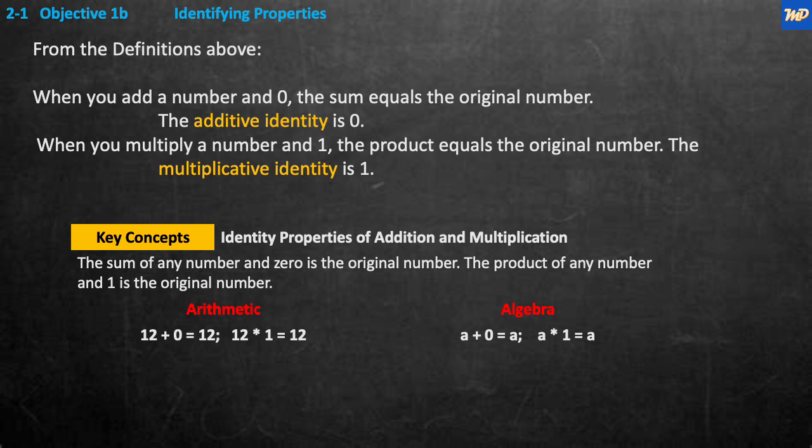So the key concept here is the identity properties of addition and multiplication. The sum of any number and 0 is the original number, and the product of any number and 1 is the original number. That's why they're calling it identity. It comes back as the same number, same value. So from an arithmetic viewpoint, 12 plus 0 equals 12, and multiplying, 12 times 1 equals 12, so they both equal 12. Algebraically, A plus 0 is equal to A, and A times 1 is equal to A.